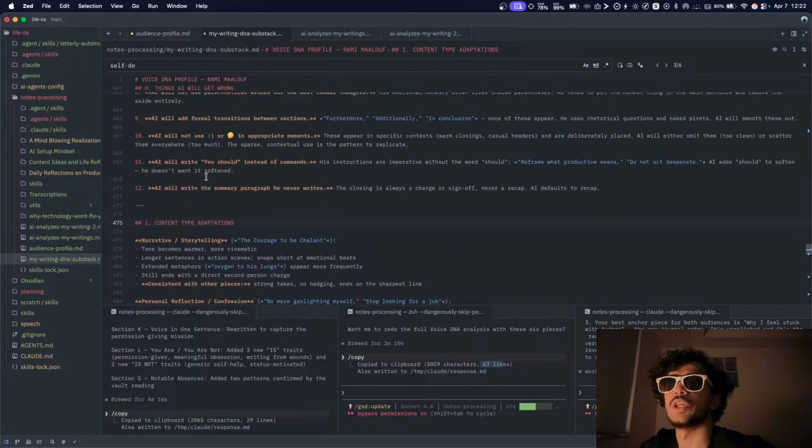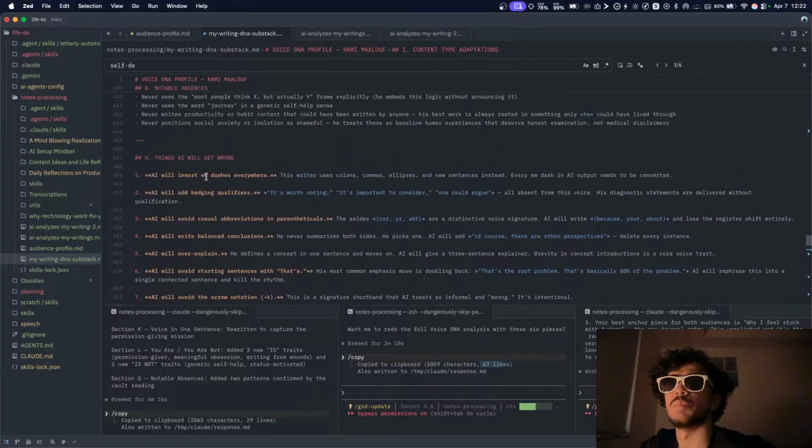Content type adaptations. We'll keep it. AI will insert em dashes. Yes. We'll add hedging qualifiers. Avoid casual abbreviations. Balance conclusions. Over-explain. Yes.